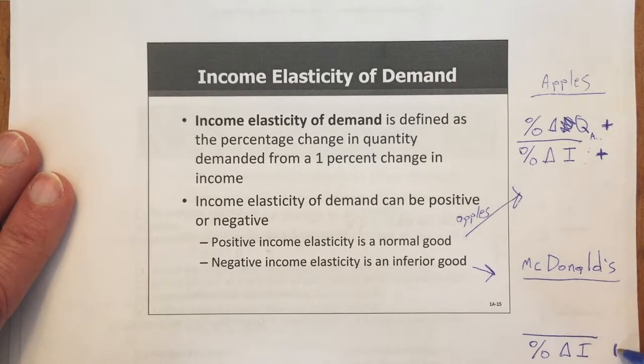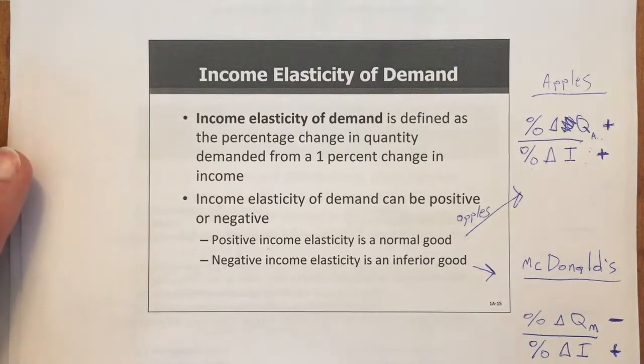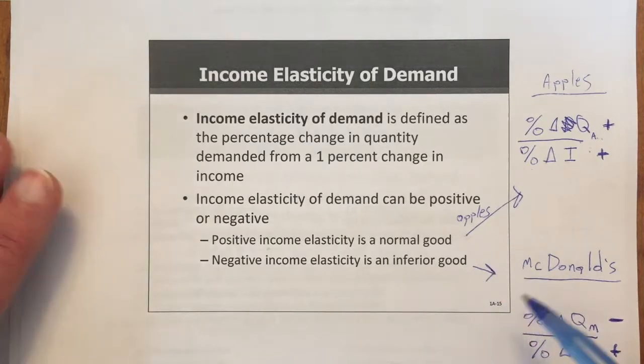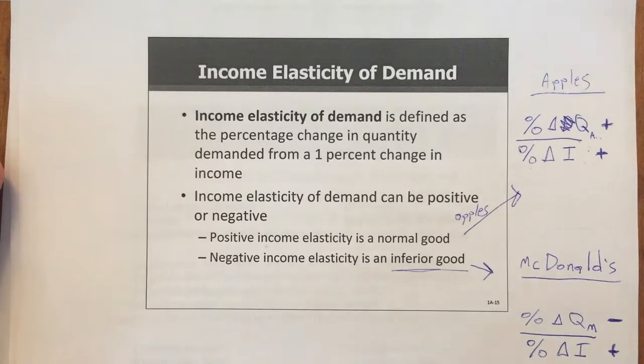So if income goes up by 1%, we'll say that's positive, then what's going to happen to the quantity demanded of McDonald's? Use M for McDonald's. Usually if someone earns more money, they are less likely to go to McDonald's. They'll go to a different fast food place, or maybe a nicer restaurant, but they'll likely eat less of McDonald's because McDonald's is generally known as an inferior good. So again, what is the responsiveness of the change of one item for another?